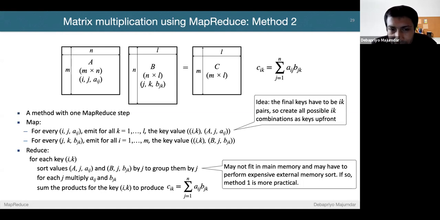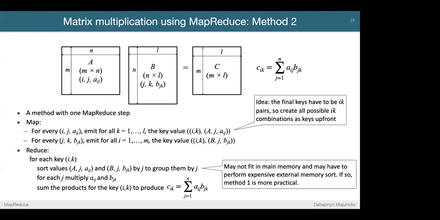So the point is, if your data is not so large that this scenario can happen, then you can do this, and you also take advantage of using the memory for a lot of work. But if the data is larger, then method 1 is more practical. All right, any questions? Sir, what is the point of sorting all the values by j?